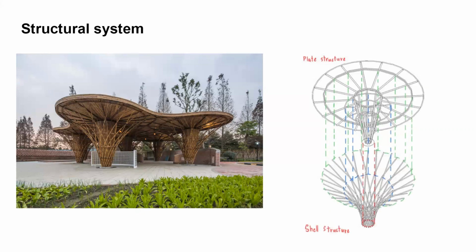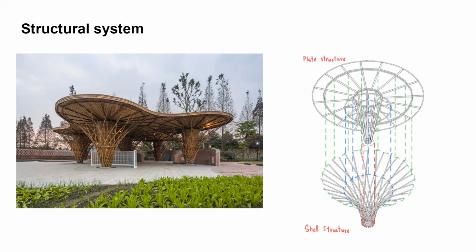Next, let me explain a little bit about the structural system. As you can see, our structure has two systems, which are a plate structure and a shell structure. In the plate structure, the roof acts like a plate element, and the beams will distribute the load of the roof almost horizontally to the vertical bamboo, which in this case is the core. The core will have bracing elements to brace it together, and then it will distribute the load vertically to the ground.